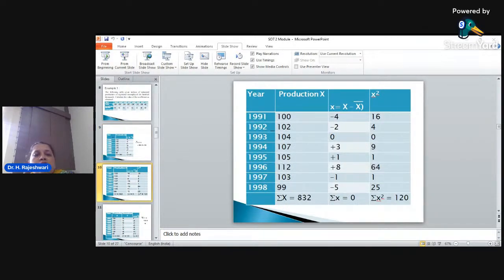Once you find out the x value, find out the x square value. That is minus 4 gives 16, minus 2 gives 4, 0 is 0, 3 is 9, 1 is 1, 8 is 64, minus 1 is 1, minus 5 is 25. Then you'll be getting sigma x square. It is 120.